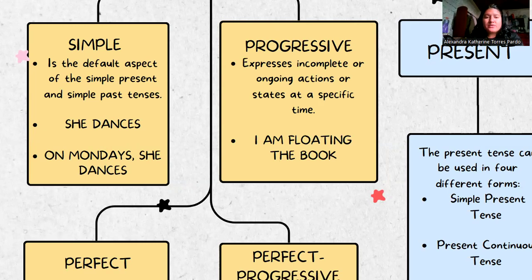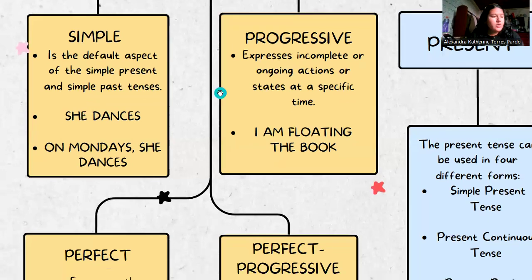For example, the use of the progressive aspect in "I am floating the book" indicates that I started floating the book in the past, and I am still floating the book in the present and presumably the future. The formula for forming the present progressive is simple present to be plus present participle. The formula for forming the past progressive is simple past to be plus present participle.